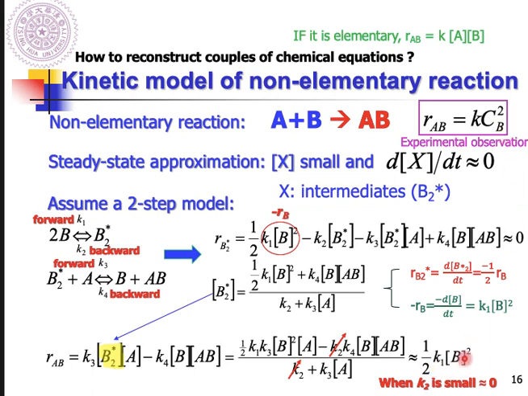It's identical, right? So based on this reconstruction, we reconstruct the kinetics model for these non-elementary reactions. We find that when K2 is small, your reconstruction result is identical with your experimental observation. So you know K2 is small. So this is one example showing you how to reconstruct the kinetics model for a non-elementary reaction, right?